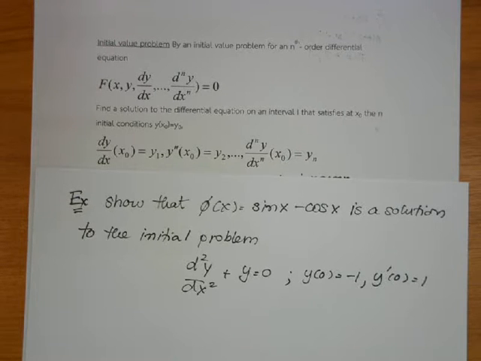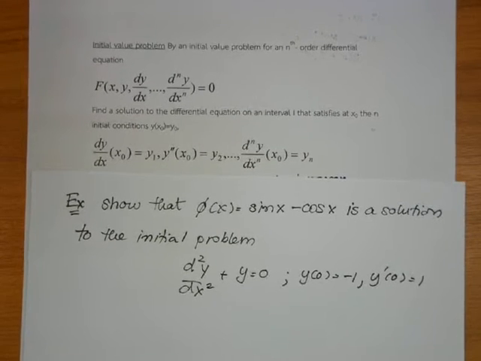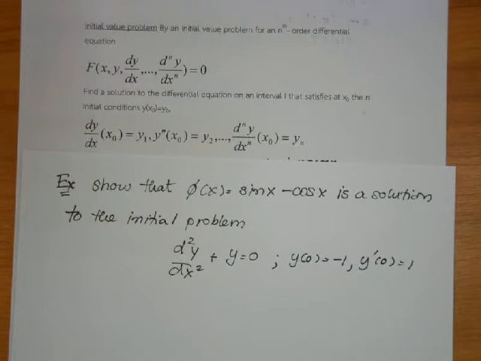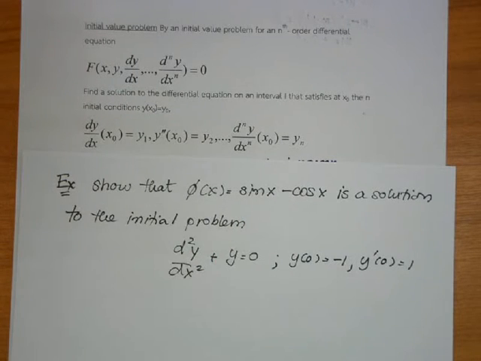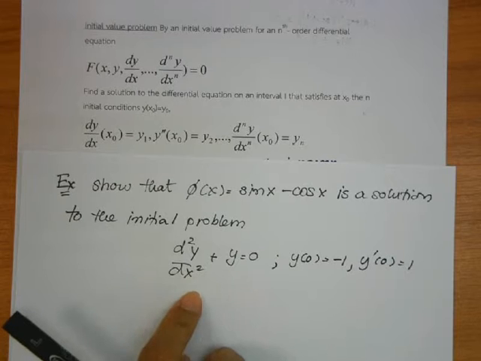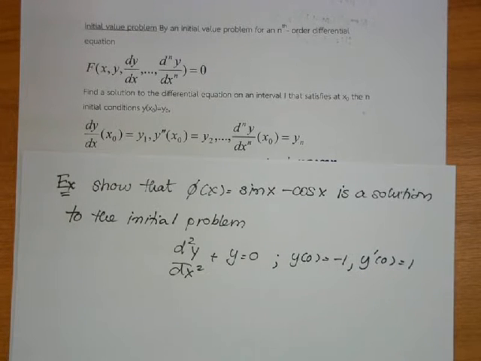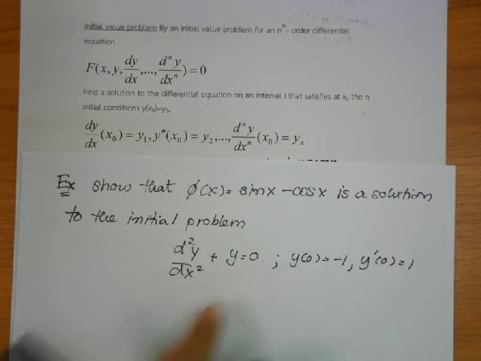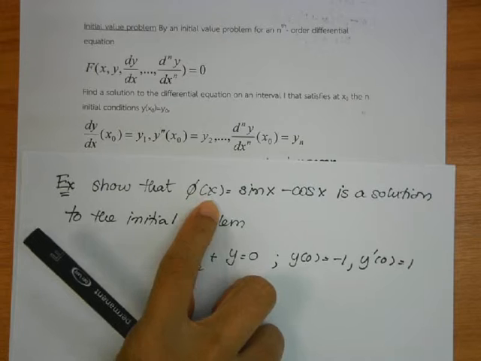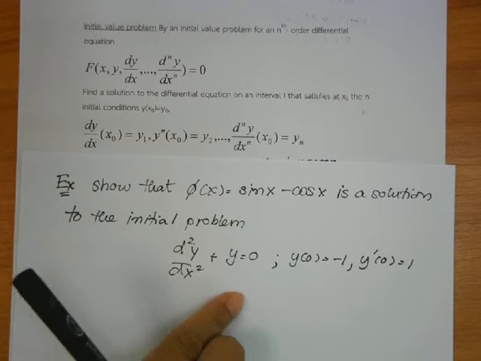Okay. For example, it says to show that y = sin x minus cos x is the solution to the initial value problem of this differential equation. So that means they just want us to prove that y = sin x minus cos x is the solution of this differential equation at this boundary condition. If we plug these two in there, we should get 0. If we get 0, that means this solution satisfies this condition.